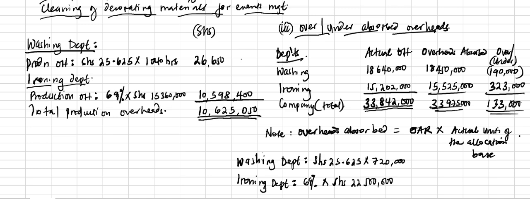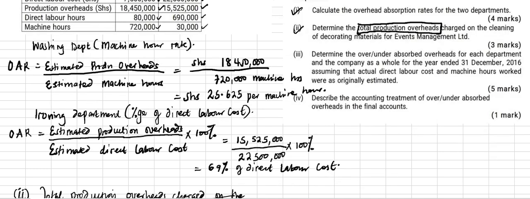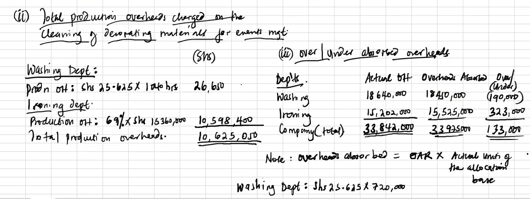Describe the accounting treatment of the over and under absorbed overheads in the final account. Now, when it comes to the under absorbed, how much do we have? That is 190,000. That will be recorded as an expense, that is an under absorption.